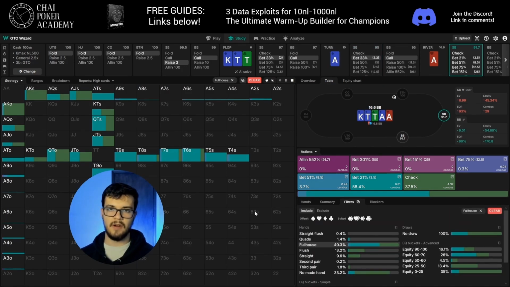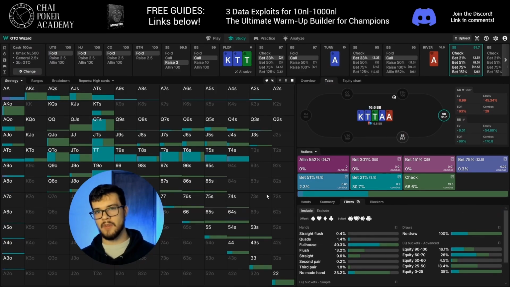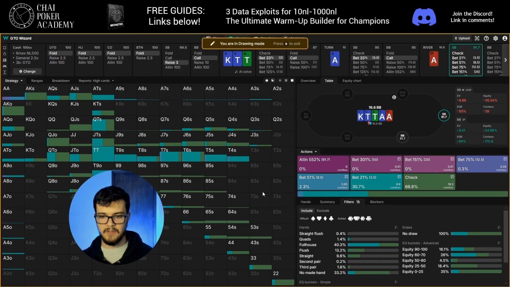So I think it's very important to just think about things very conceptually when you get to the river, and by understanding where the bulk of your range is, you can make sense of this river strategy far easier. Exploitatively, I don't think there's anything wrong with just using an overbet size on pretty much any river, in addition to whatever strategy you want to go with.